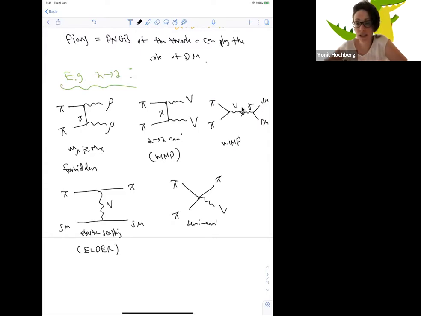Okay, so you see that in these very simple theories, we already have a whole bunch of different processes, just from the 2-to-2 perspective, that could happen. And depending on the parameters, which one is more important will determine how the dark matter relic abundance is set.